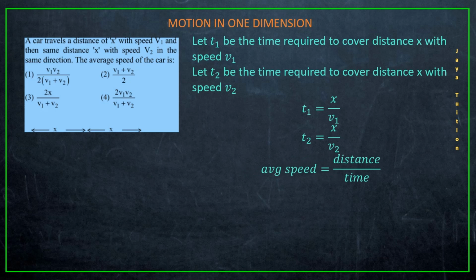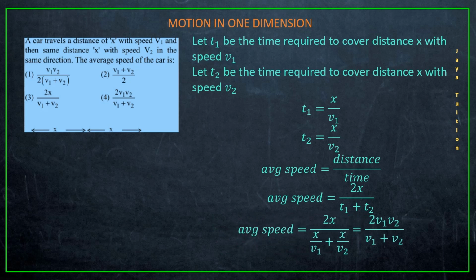By definition, average speed is equal to distance upon time. Therefore, average speed comes out to be equal to 2x divided by t1 plus t2. Substituting the values of t1 and t2, we get the average speed to be equal to 2v1v2 divided by v1 plus v2.